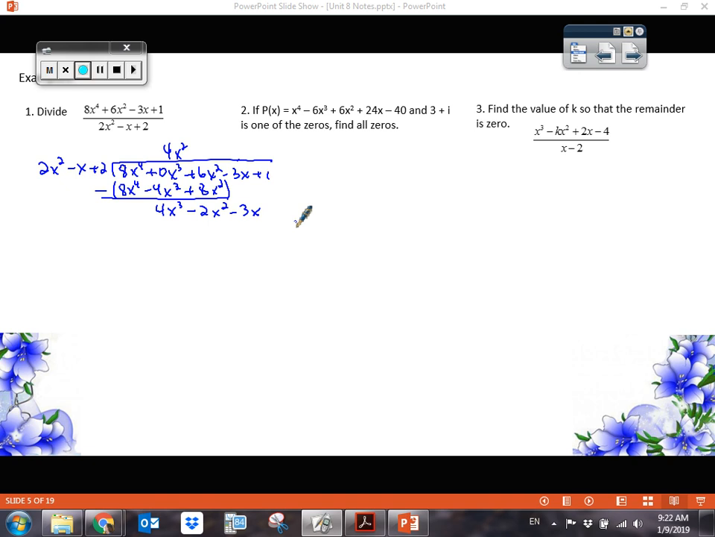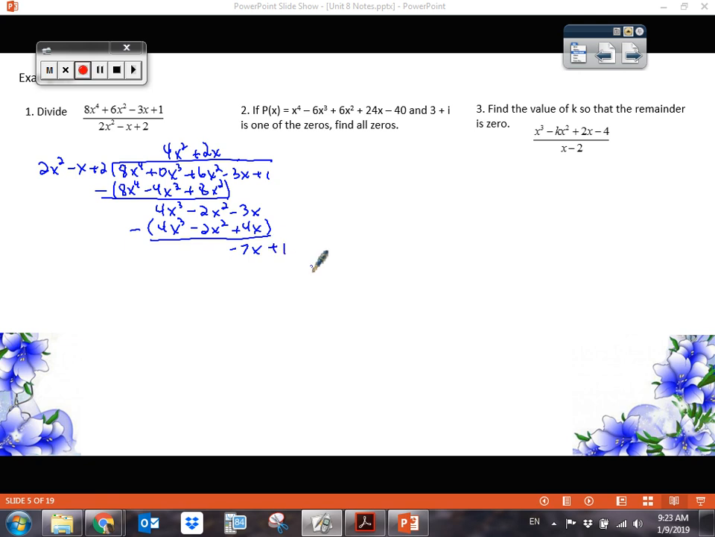I have to think to myself, what would I multiply 2x squared by to get a 4x cubed? Well, 2x. So 2x times 2x squared is 4x cubed. 2x times a negative x is negative 2x squared. 2x times 2 is plus 4x. I put my parentheses in a subtraction. Okay, that term goes away, that term goes away. Negative 3 minus 4 is a negative 7x. Bring my next term down.